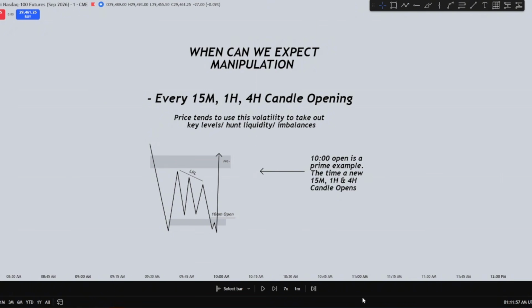You could ask any ICT trader in the space: during these times when a new 15-minute or 1 hour candle opens up, they use that manipulation to their advantage to catch 90% of their wins.